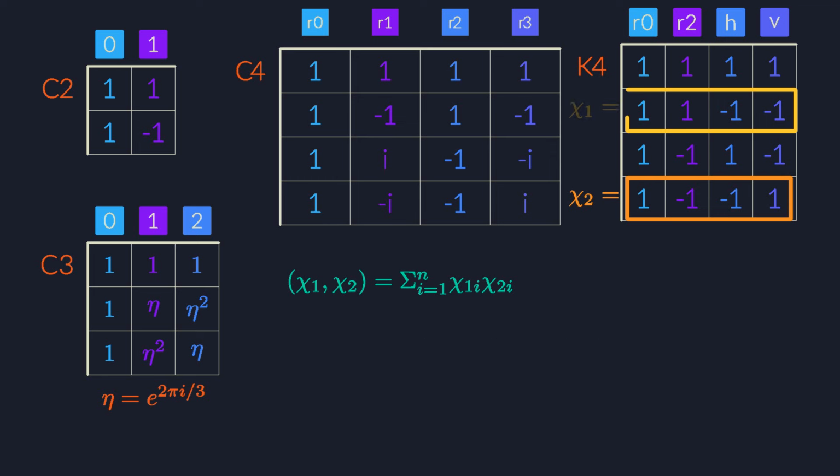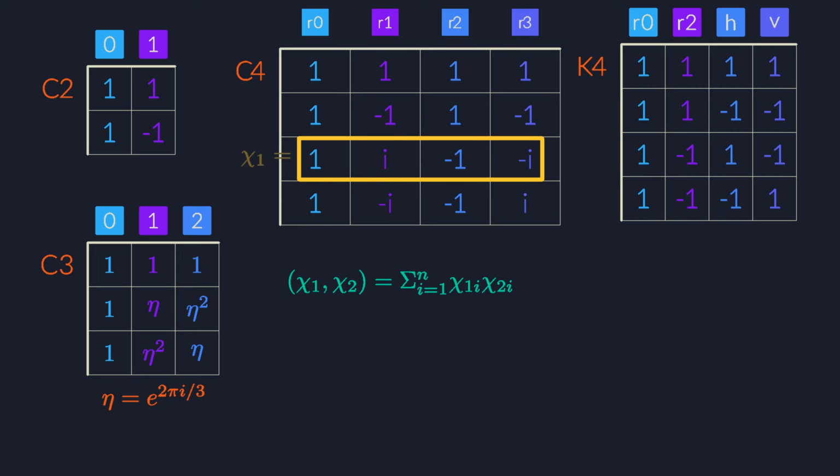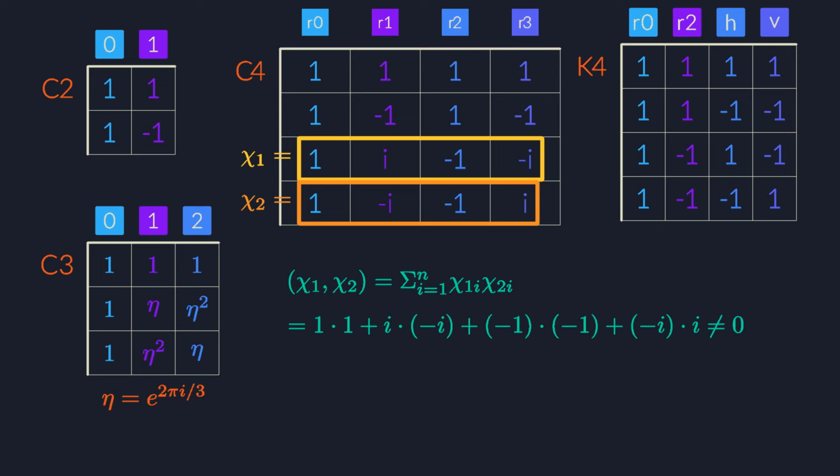Okay, what happens if we take these 2 characters? You can calculate their dot product yourself. You should again get 0 as a result. Try a few more examples to convince yourself that it always works. Well, maybe this is just a coincidence. Maybe K4 is just special. Let's try the same thing with two characters of the C4 group. This time, when you perform the pairwise products and add everything up, you don't actually get 0. Ah, bummer. It seemed like we had something going there, but it doesn't work for this particular group.